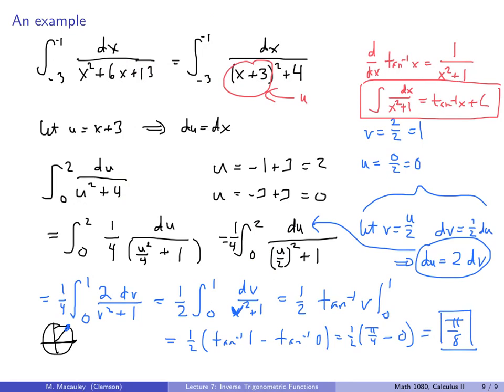And this is a neat little problem, because until we learned about inverse trig functions, who knew that would be useful in solving this? Until we knew about that, we didn't really have any way to evaluate an integral like this at all.